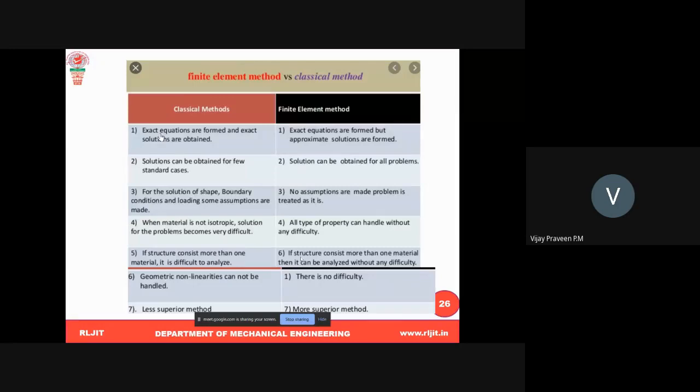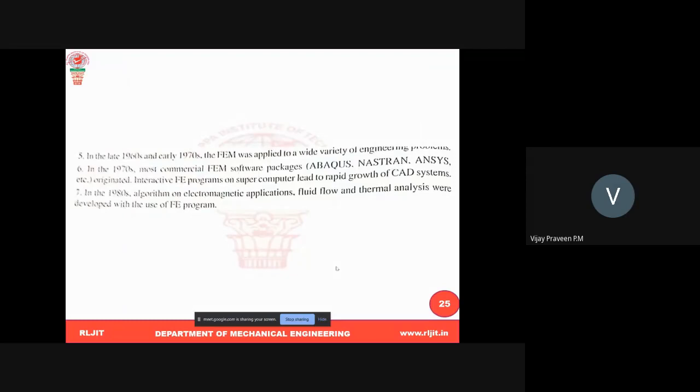So can you tell me, you understand what the classical approach and the FEM approach are, right? Can you tell me what may be the difference between them? Can you tell me yourself what is the difference between these two?